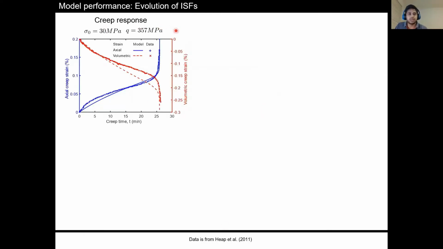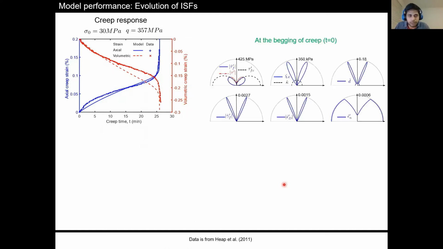Here we take a look at one of the strain versus time responses in the simulation of the creep and also the experimental data from Heap et al. Here we take a closer look at the distribution of the internal state functions, namely tau f, the damage stress, the directional damage, and the various strain components. So at the beginning of the creep, the distribution of these functions is shown.